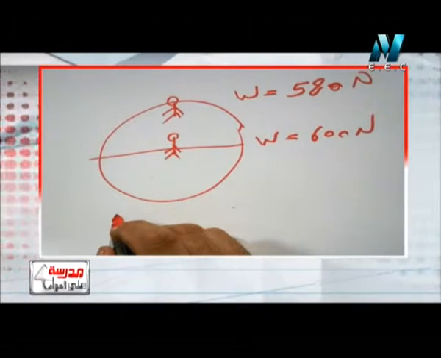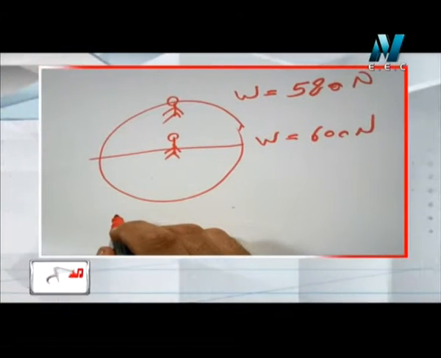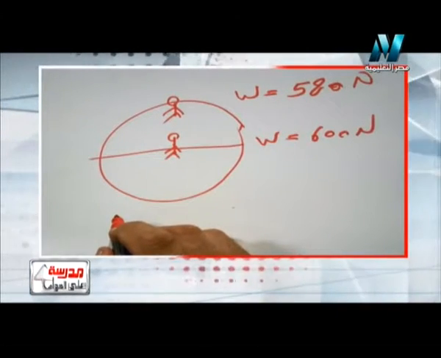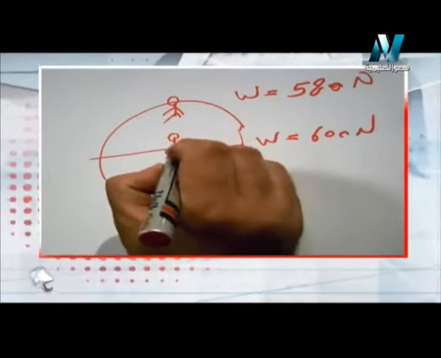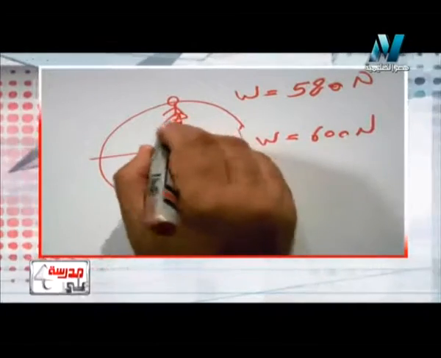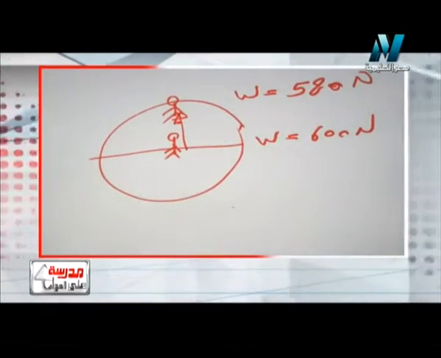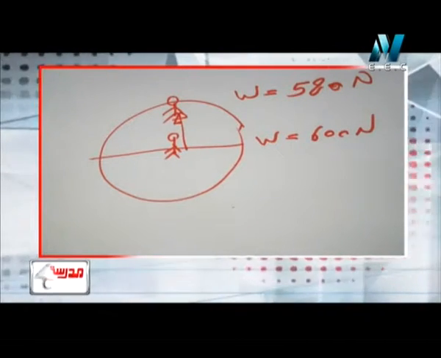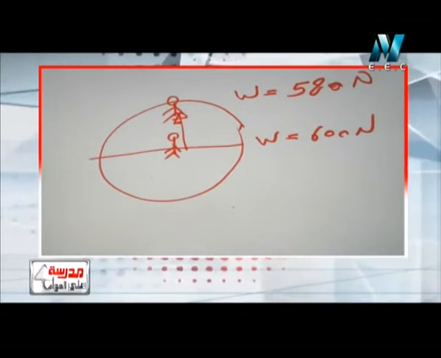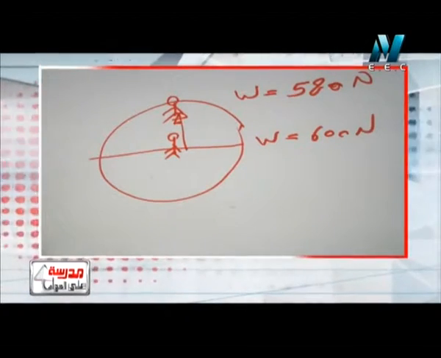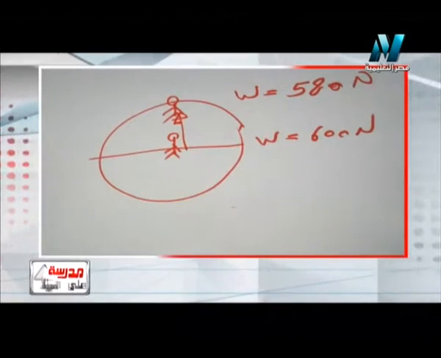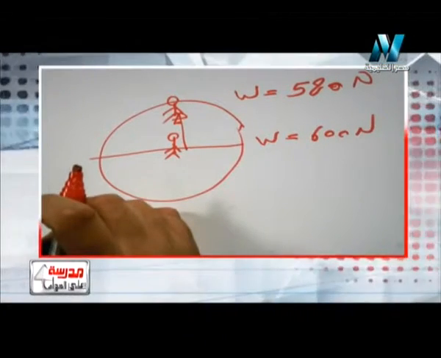600 became 580. Yeah, so it decreased. So what happened to it? It decreased. Why? Because the distance from the planet center increased. That means the more we increase the distance from the center of the planet, the weight decreases, because gravity is much stronger around the middle or around the center of the earth or center of the planet.